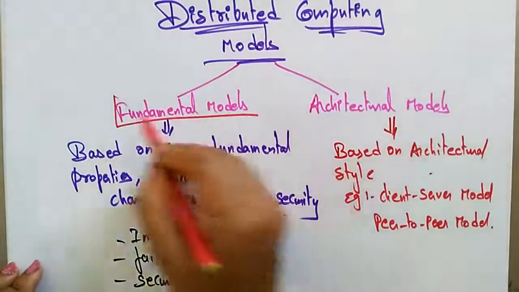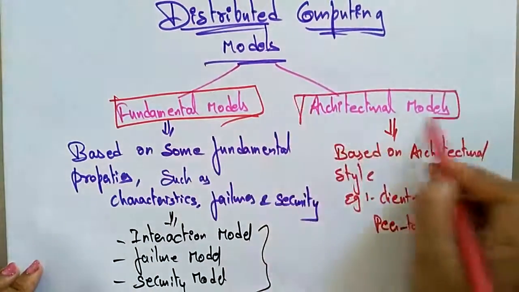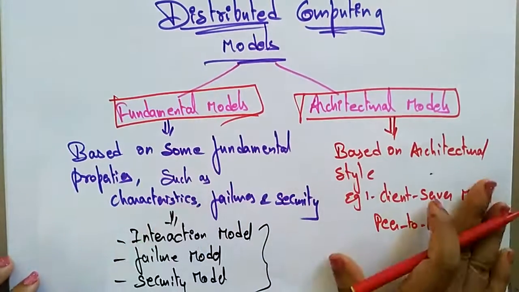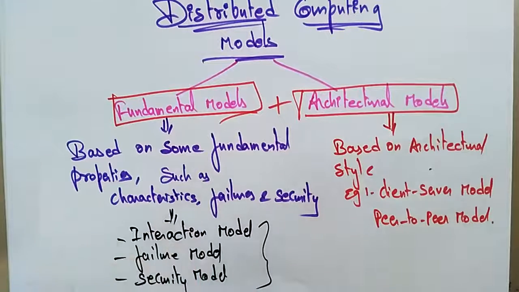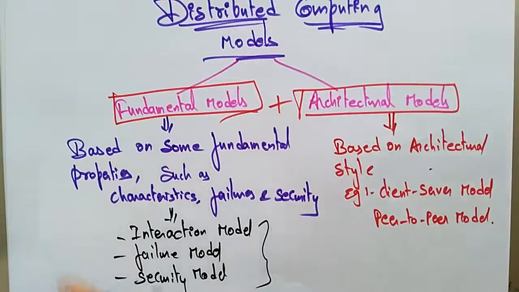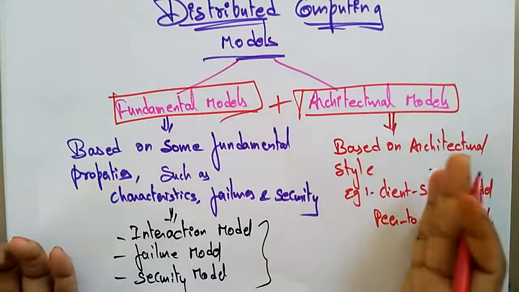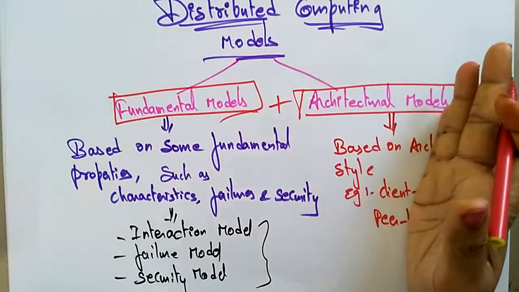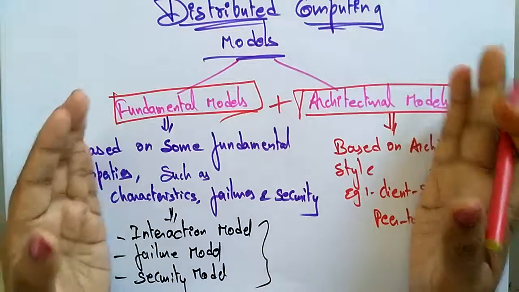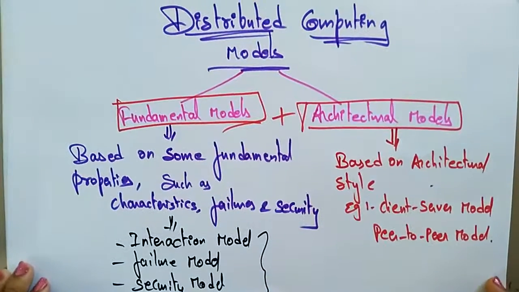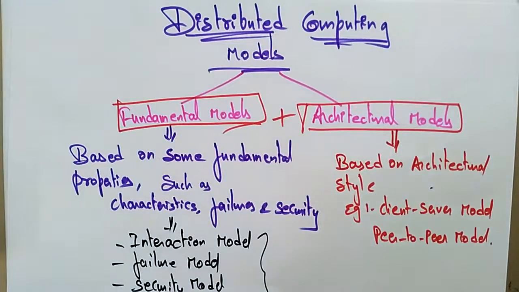Okay, so the distributed computing models are of two types: the fundamental models and the architectural models. These two are important. The fundamental models think about the characteristics, failures, and security, whereas the architectural model designs how the system has to be established and implements the architectural style. The architectural style as well as the interaction models, failure models, and security are also required to design a distributed computing system. A distributed computing system is based upon the fundamental models and the architectural models.